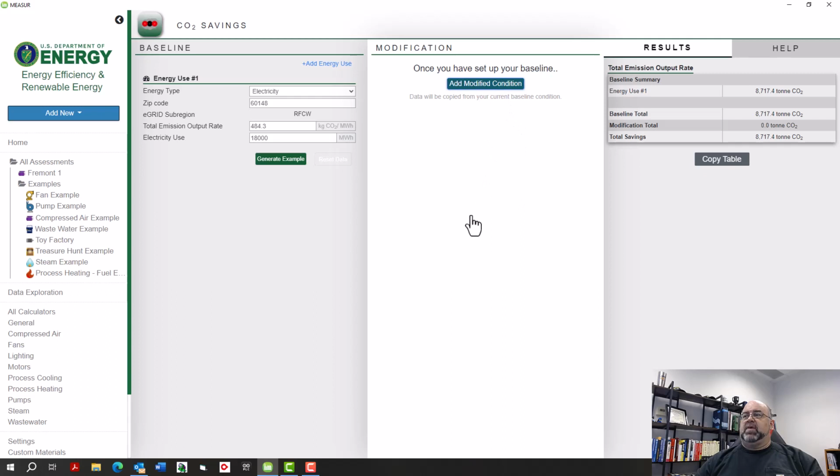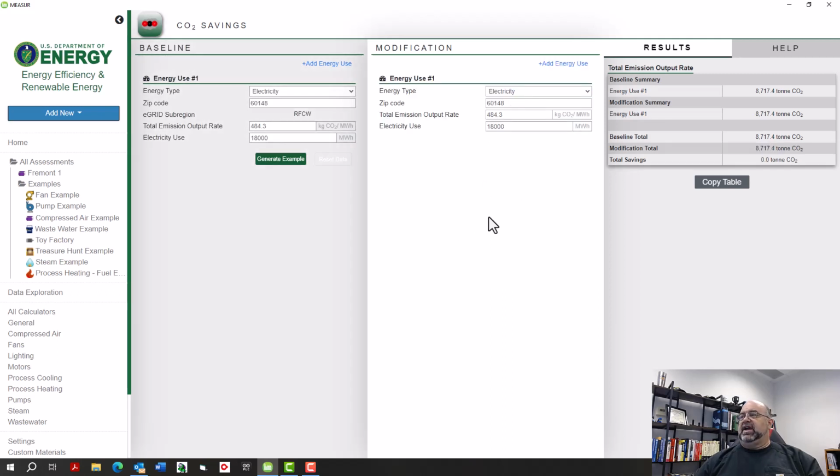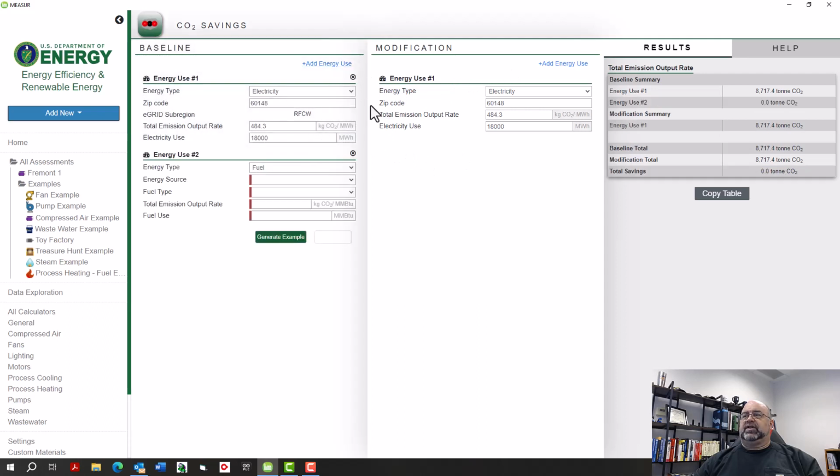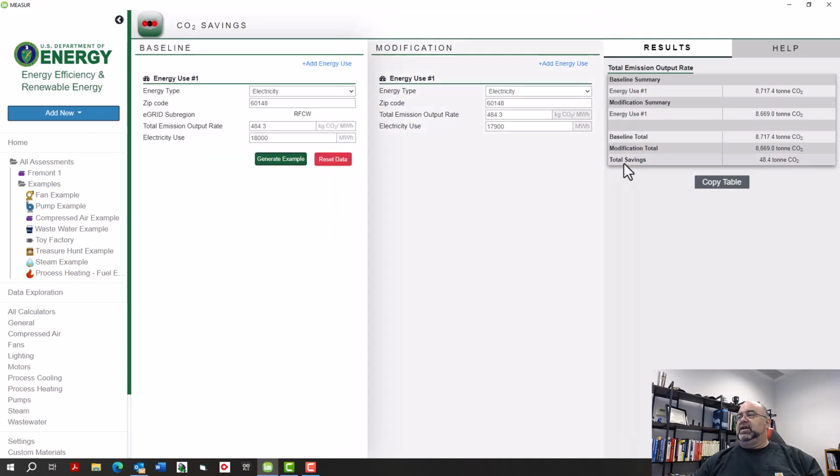So we're going to go ahead and modify this condition now. Oh, this is for different types of energy, so that's for a different fuel, sorry. And we're going to say our output here is going to be reduced to 17,900. Okay. And let's get rid of energy use 2. And you can see the modified reduction drops me down from 8717 to 8669. So that is a total reduction of 48.4 tons.